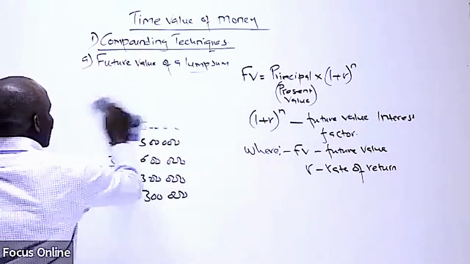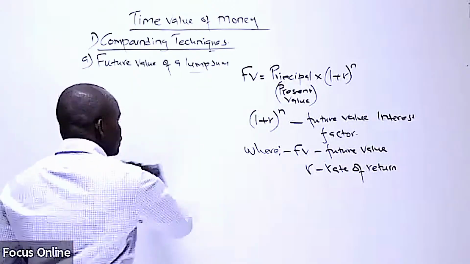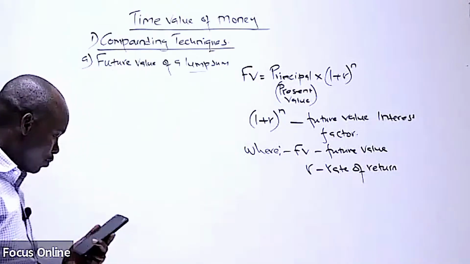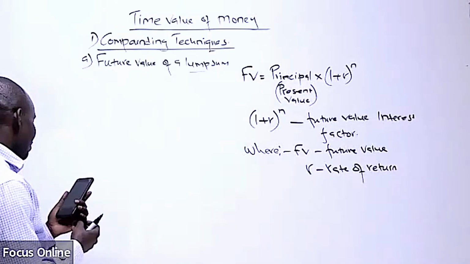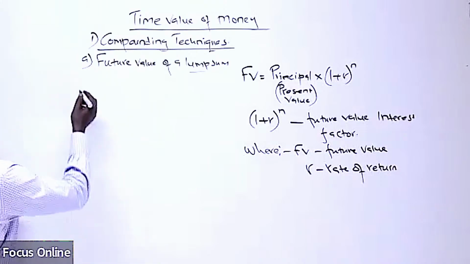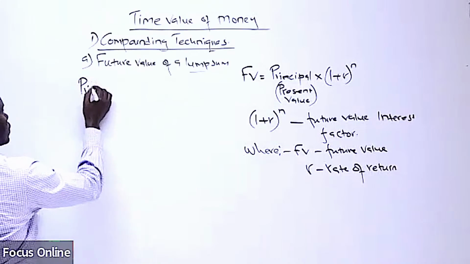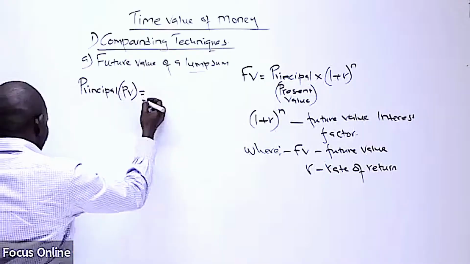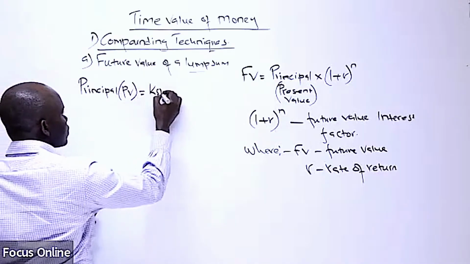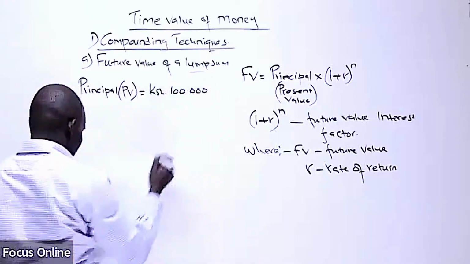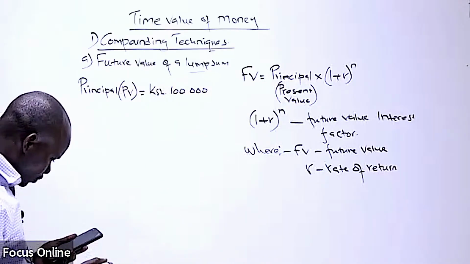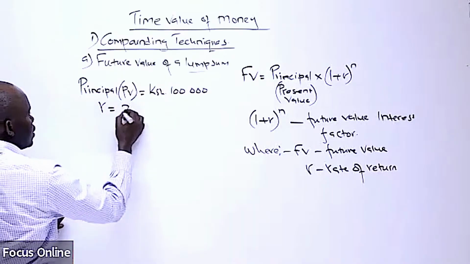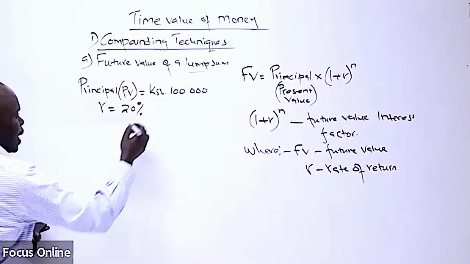Let's look at that illustration, that example. We're saying, assume that you have invested shillings 100,000. That is the present value, the principal amount, which is Kenya shillings 100,000. Then the investment is expected to earn interest at the rate R of 20% per annum.